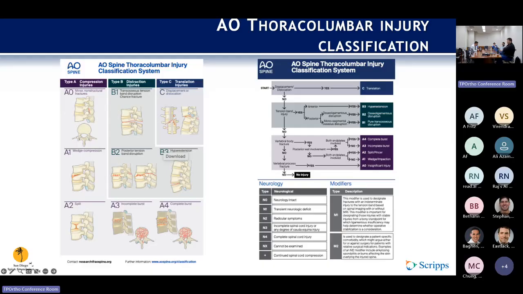Strengths, obviously more descriptive, reliable, and then correlates better with surgical management. And then offers separate codes for injury morphology and neurologic status. Obviously, the weakness is it's a lot more complex than the TLICS classification.